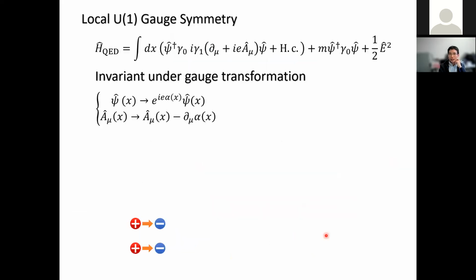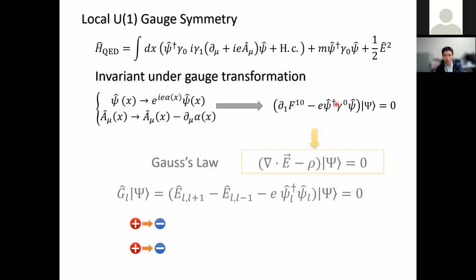And the most important feature of a gauge theory is U(1) gauge symmetry, which tells you that your system is invariant under the following gauge transformation. And at every point in space and time, you must follow the following equation. And if you substitute this into your Hamiltonian, you can get this constraint on your physical states that are allowed in your system. So that means, well, this is just electric flux and charge density. So this is Gauss's law.